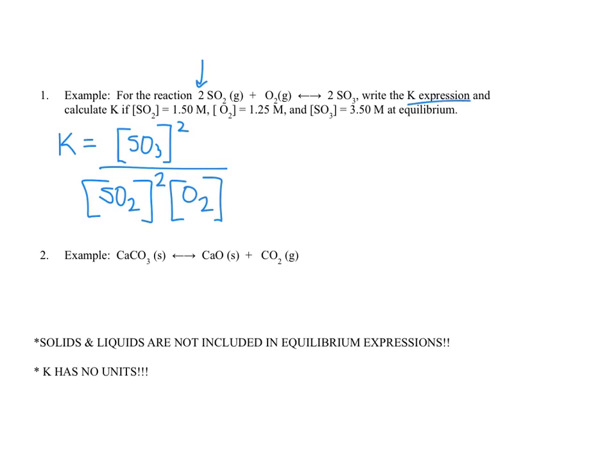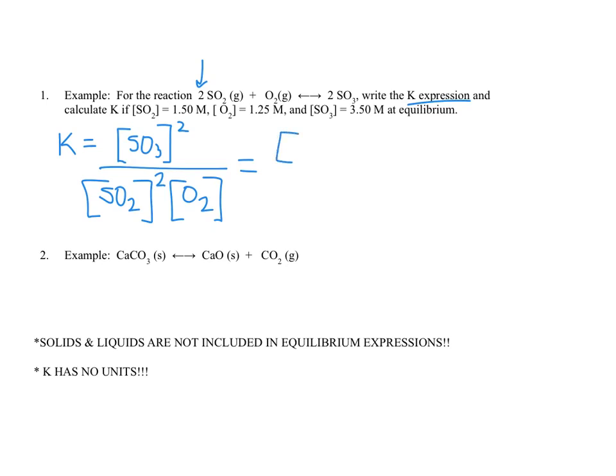That's my K expression, is just writing products over reactants with the correct exponents. And then it actually asks us to calculate K, so we can go ahead and plug in the numbers that they give us for concentration. You do have to be careful. In this particular example, they give us all molarities, so I can just plug them in. If they give you moles and liters, then you have to calculate the molarity first.